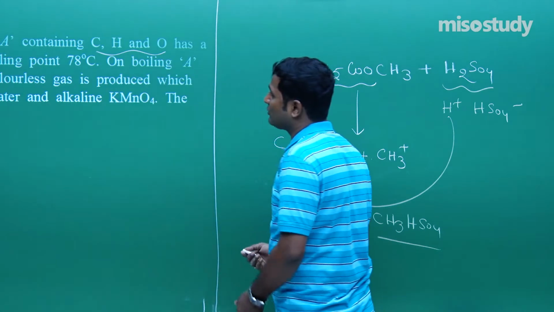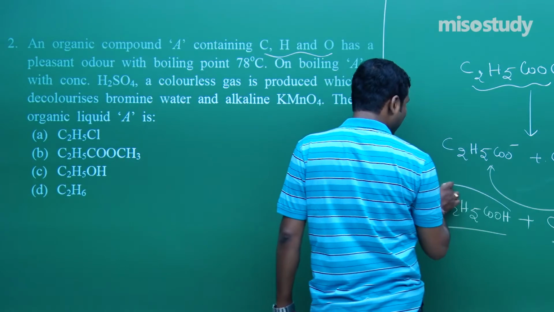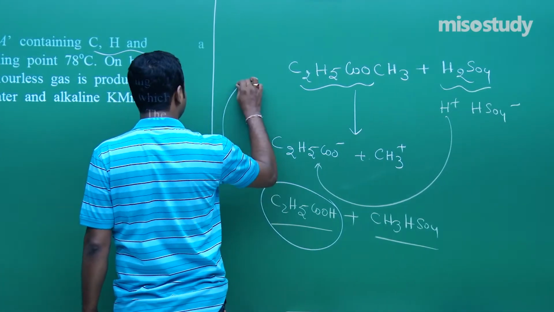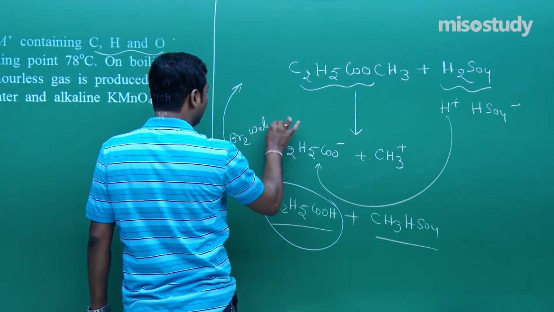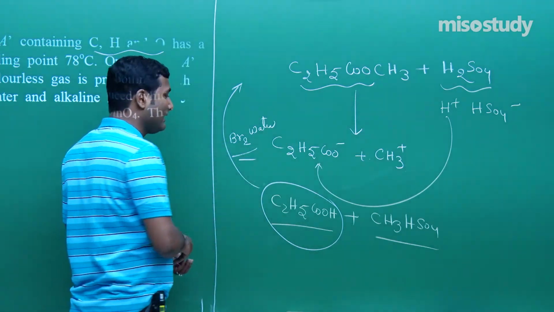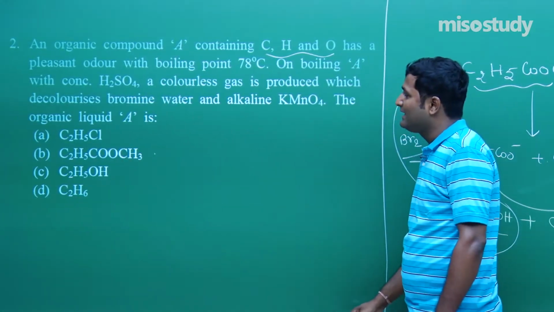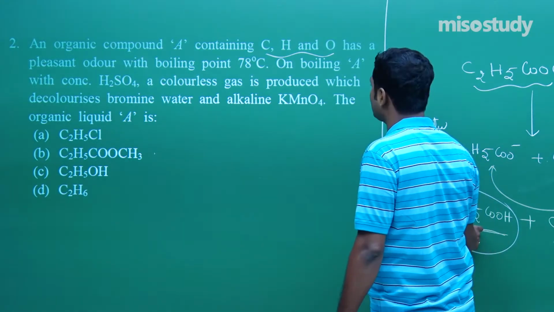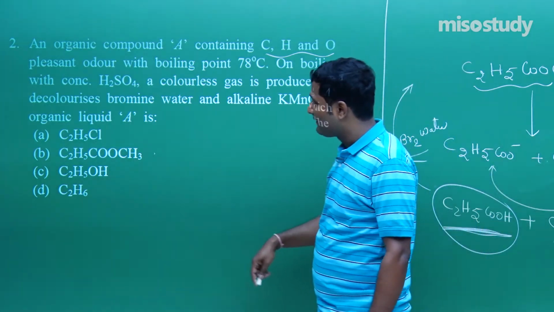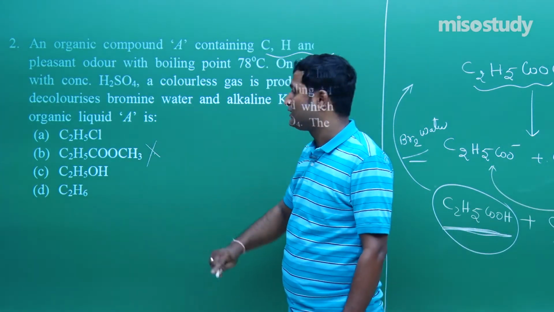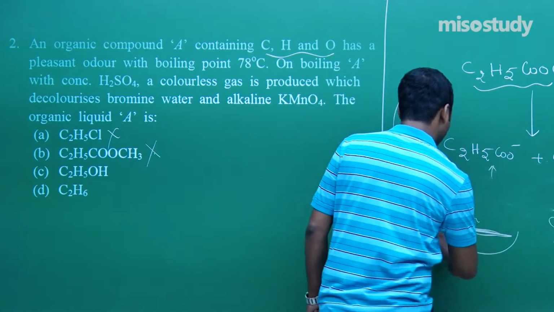But read the question: a colorless gas is produced which decolorizes bromine water. Acid, if treated with bromine, has very little tendency to decolorize it. That means this is not the correct option. The acid is also not a gas. Clear? That means this compound is not possible. Now check whether C2H5OH is a possibility.